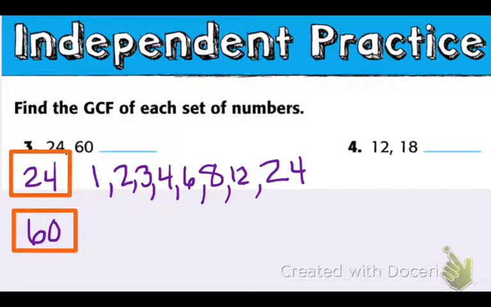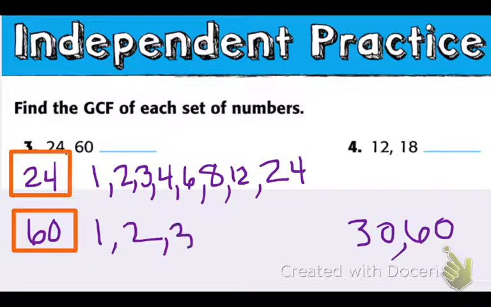Now we have to list the factors of 60. 1 times 60. Right? 2 times 30. It's an even number, so I can cut it in half. I know 2 is a factor. 3 times 20 is another factor. Okay, now I got to think, does 4 work for 60? 4 does, and 4 will go into 60 fifteen times. 4 times 15 is 60.